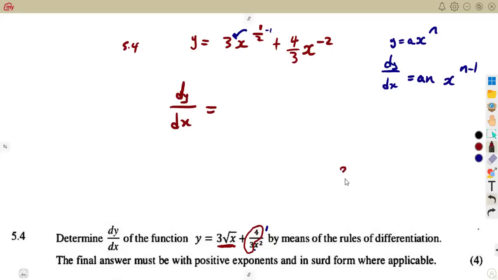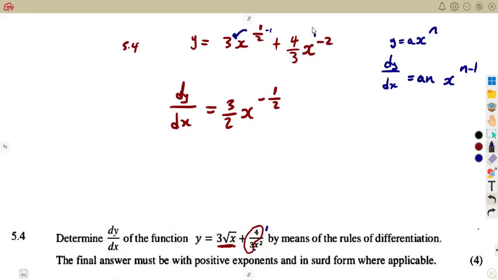So it's 3 times what? 3 times 1 over 2. You drop it, so it will be 3 over 2 x to the exponent. You subtract 1: 1 over 2 minus 1. That's minus half. Okay?